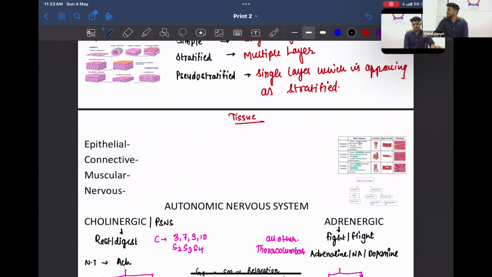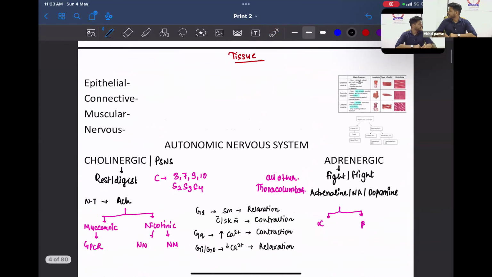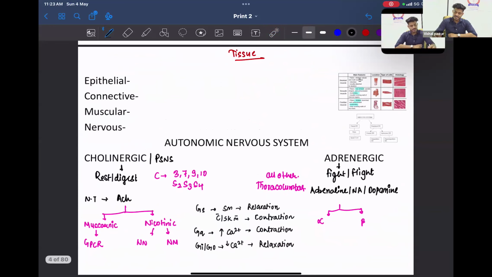Four types of tissue. First one is epithelial. Second one is connective tissue. Third one is muscular, and lastly, remember what we have discussed. Cell is the basic unit, and multiple cells make tissue. And what is a tissue? Tissue is a group of cells which is performing a similar function.